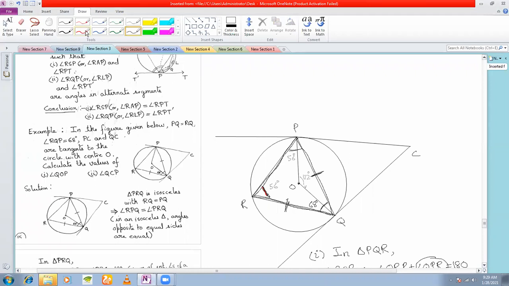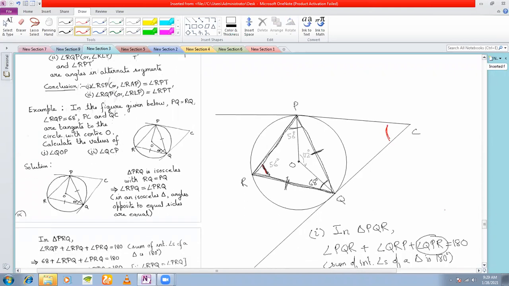Now let's see which angle we have to find here. We have to find QCP. That means this time we have to find out this angle here. Okay. Now the question is how to find it out. Before I write, just try to understand how. You see this tangent here, this tangent, and you see this chord. So what is the angle in the minor segment? Angle in the minor segment is this angle, right?